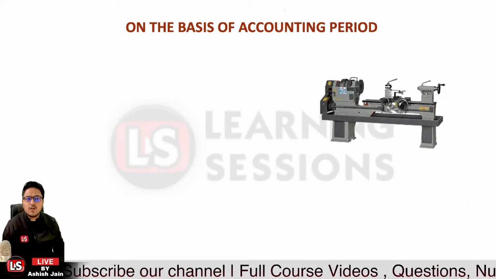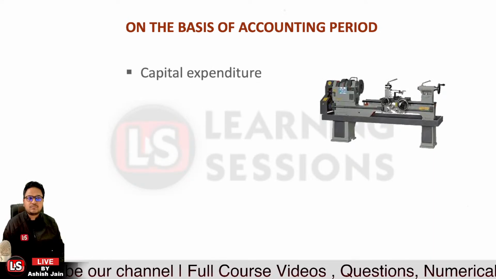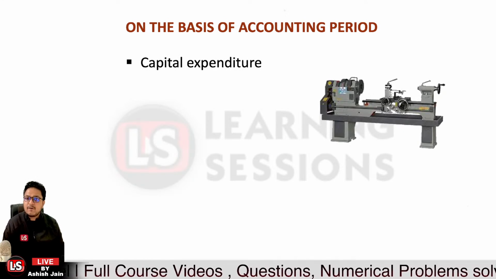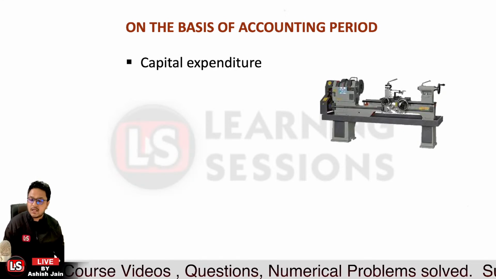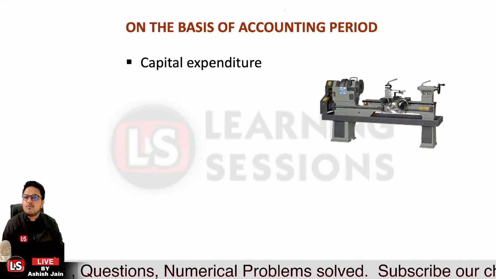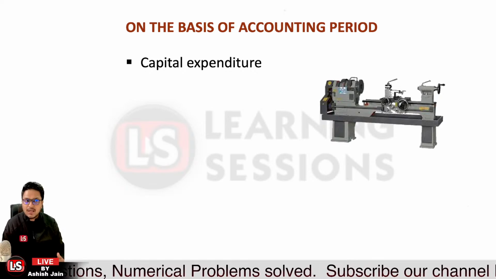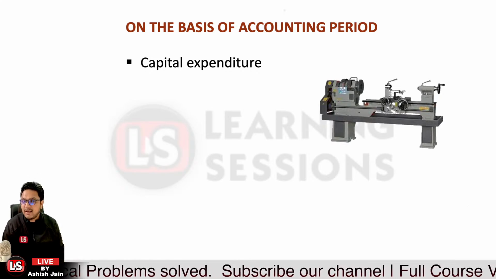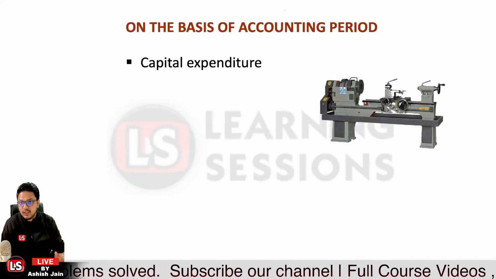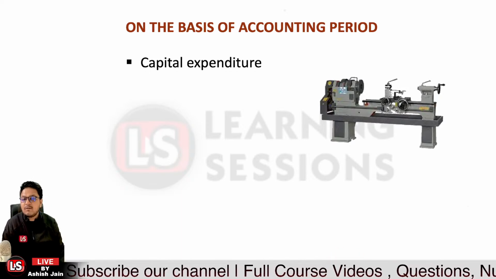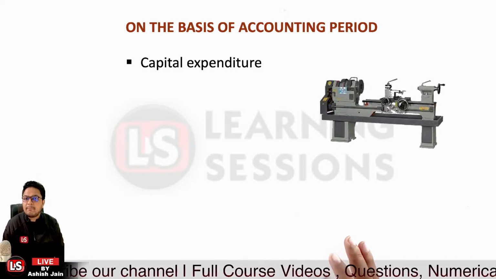Next, it's related to the basis of accounting period. First of all, it's related to capital expenditure. What do you mean by capital expenditure? If I'm spending on any asset which I'm going to use for a period longer than 1 year, that would be said to be capital expenditure. If I'm using some asset for more than 1 financial year, that would be the capital expenditure.